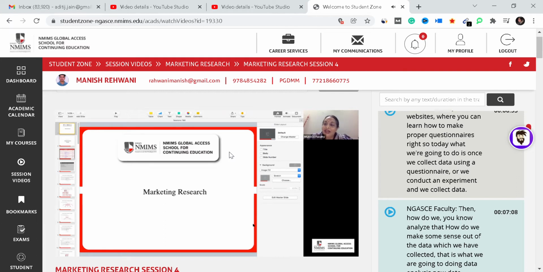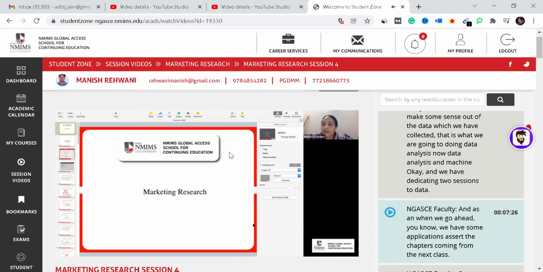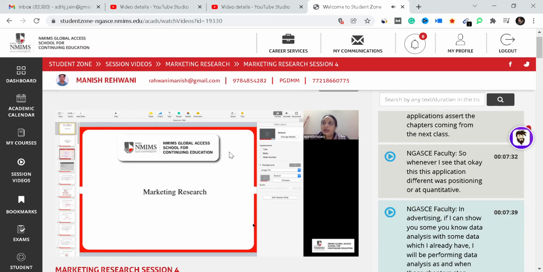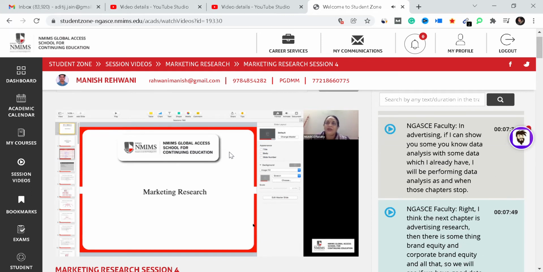Now, data analysis is an ocean, okay? And we are dedicating 2 sessions to data analysis. And as and when we go ahead, we have some applications research chapters coming from the next class onwards. So whenever I feel that, okay, for this application, say for positioning or quantitative in advertising, if I can show you some data analysis with some data which I already have, I will be performing data analysis as and when those chapters come, right? I think the next chapter is advertising research.